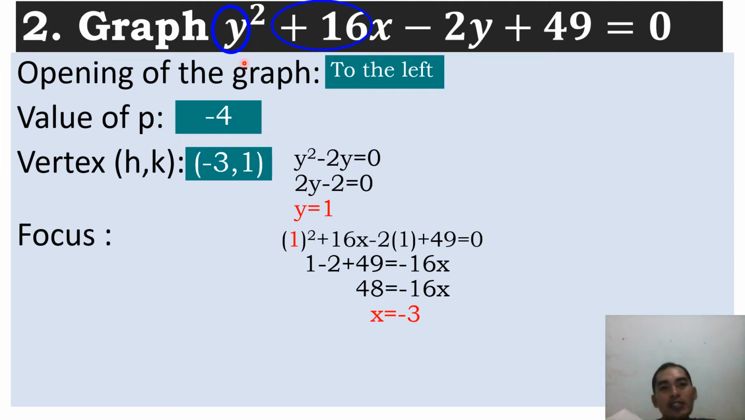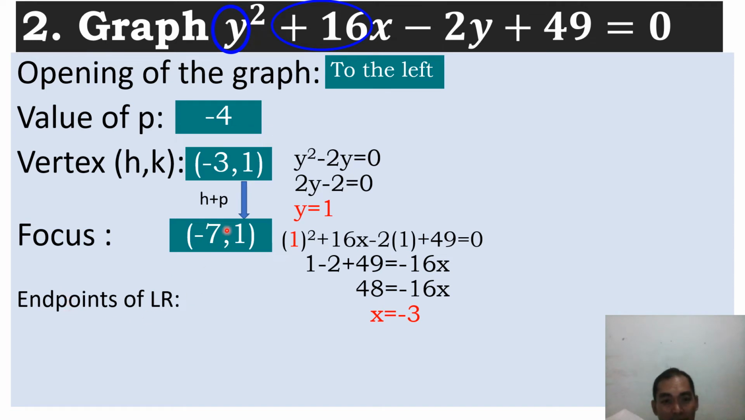For the focus, the leading variable is y. Sa y tayo magkokopya from the vertex. Yan. And then for the x-coordinate ay i-add natin yung value ng vertex at p. So this is h plus p. So negative 7, positive 1. For the endpoints of the latus rectum, kung kinopya natin dito ang y, dito naman ang x. Sa x. So meaning negative 7, negative 7.